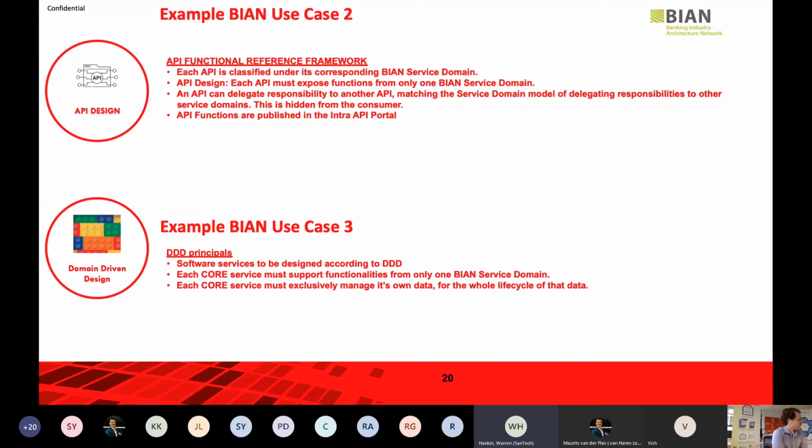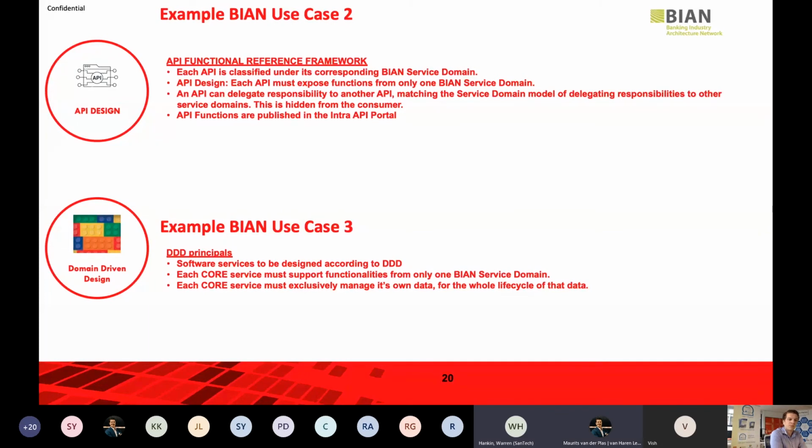Okay, and then use case number three. We have quite a few digital principles for helping digital transformation, so we're all rowing in the same direction.